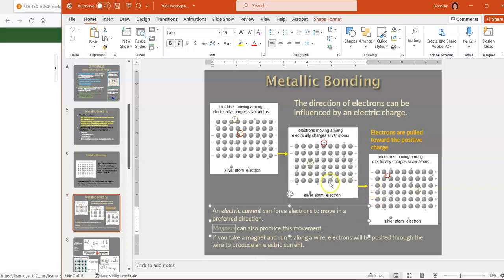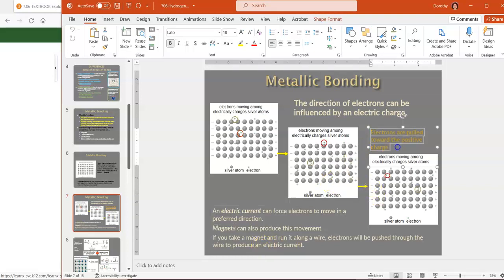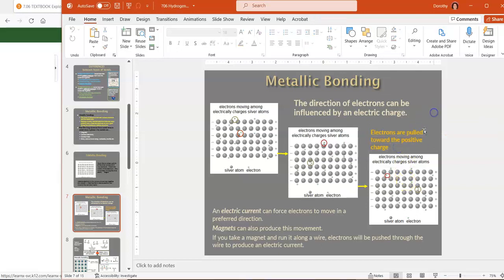And so electrons can be pulled towards the positive charge in a group of metal ions. Electrical current can cause magnetism. Magnetism can cause electrical current. If you run a magnet over a wire, you can cause electrical current. If an electrical current is running through a wire, it will be magnetic. You'll have a north pole and a south pole, just like a magnet. Pretty cool stuff.